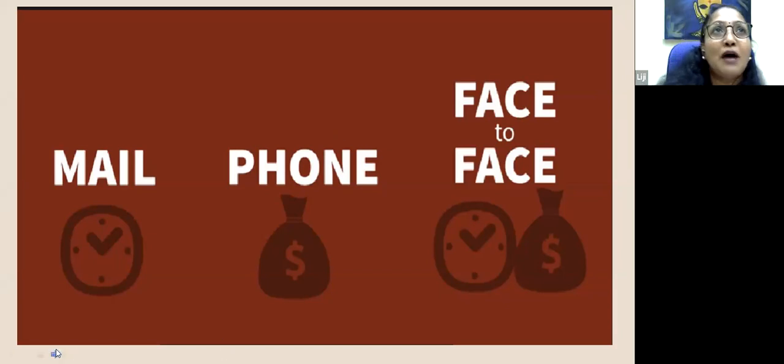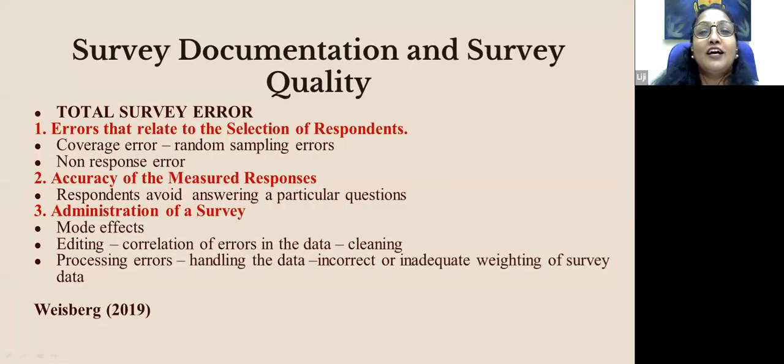Now, when you think about surveys and the quality of surveys, you cannot think of anybody other than Weisberg. Weisberg has given a lot of documentation data since 1990 onwards. His research papers are being observed and studied more in the world. So let me take you to Weisberg's analysis of survey documentation and survey quality.